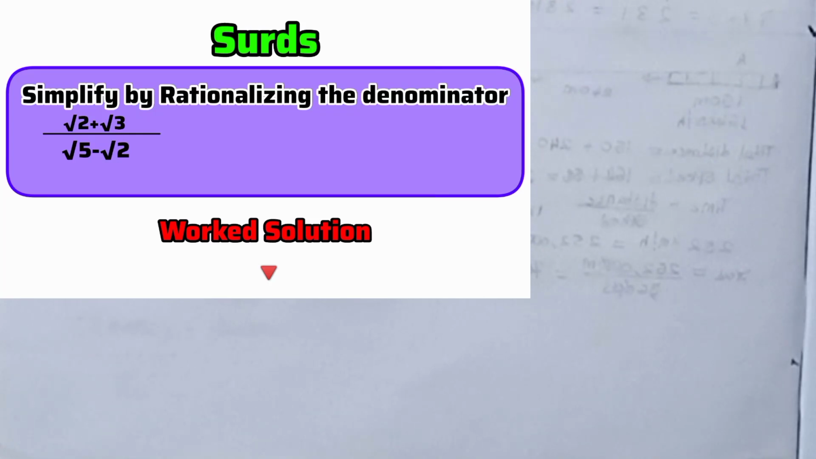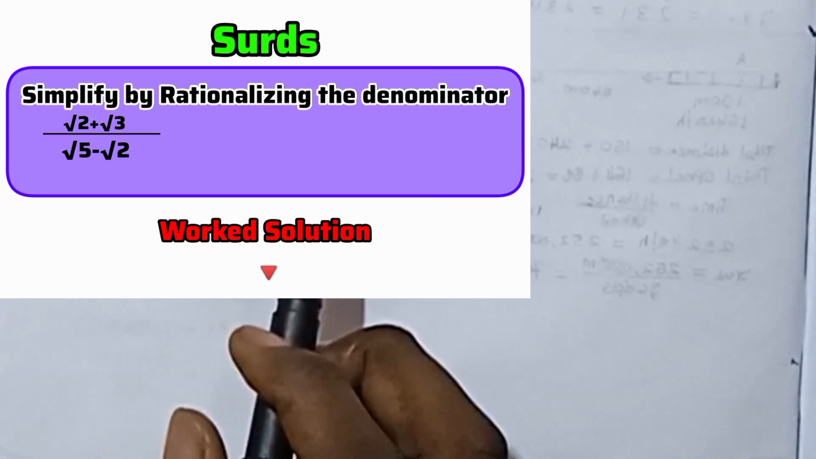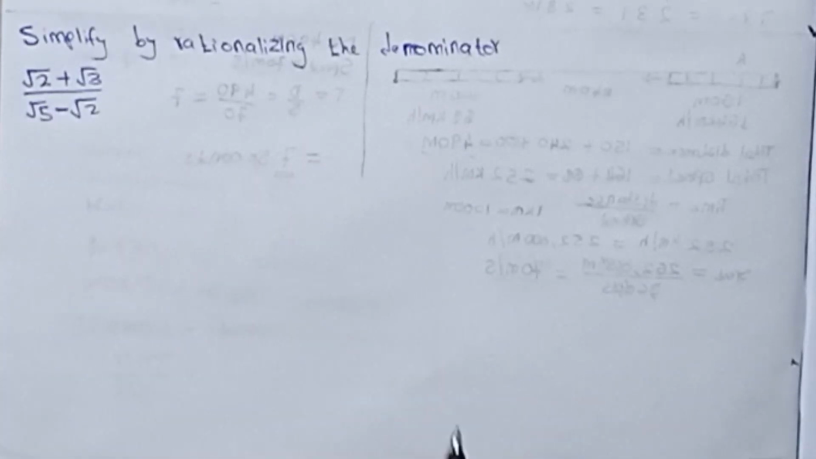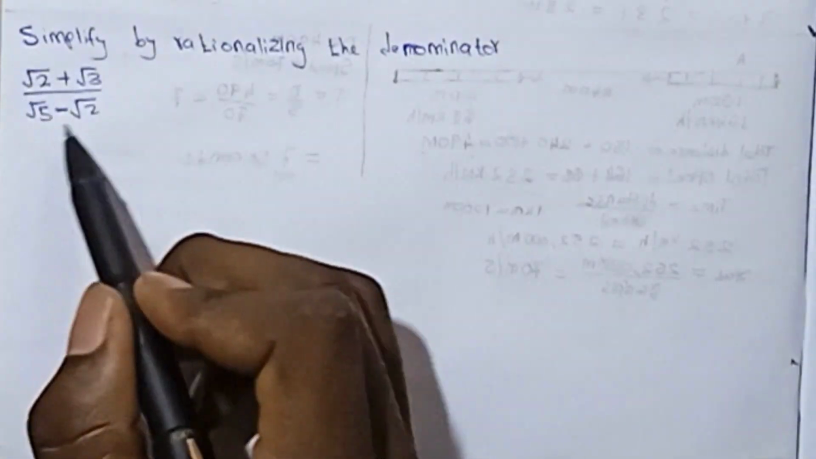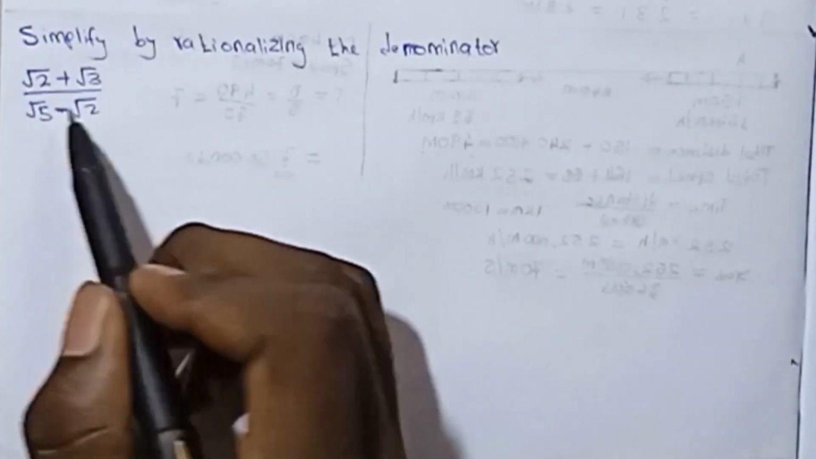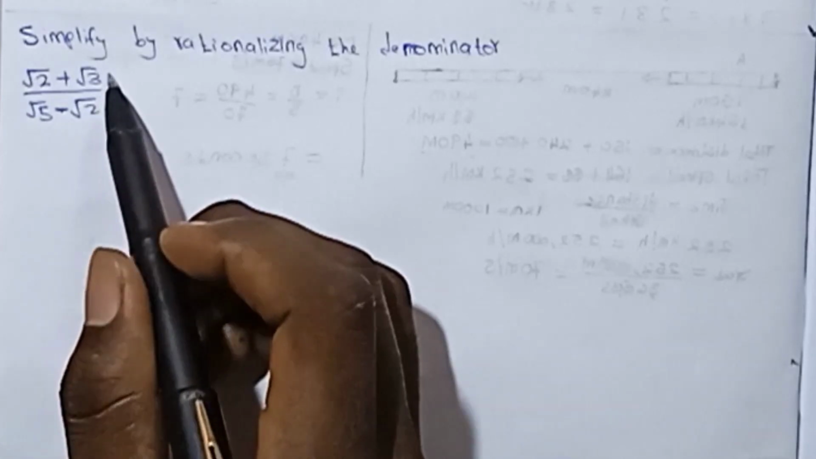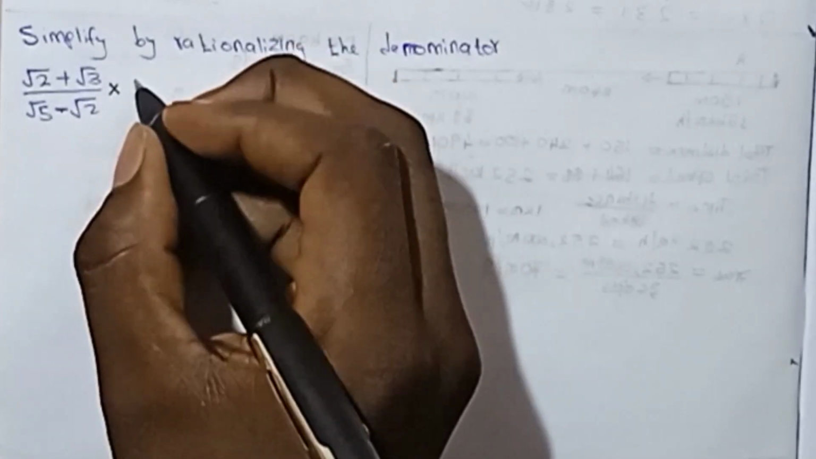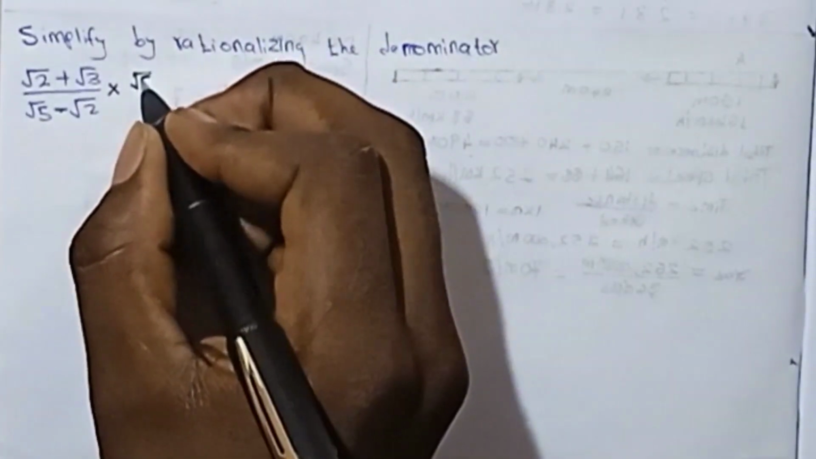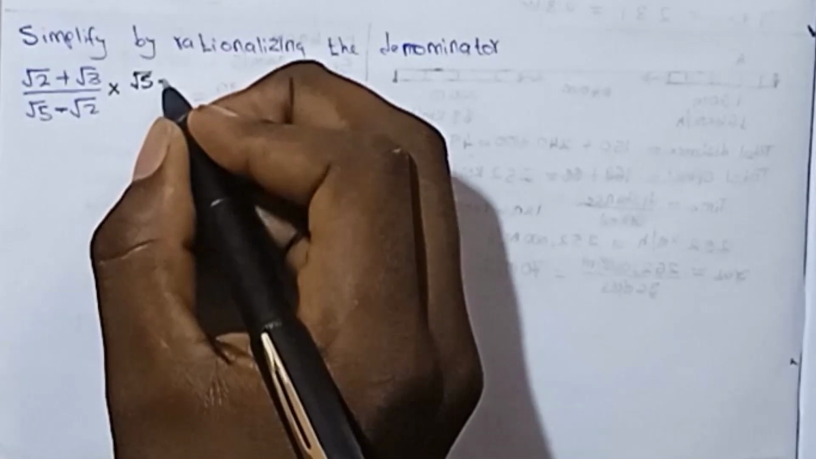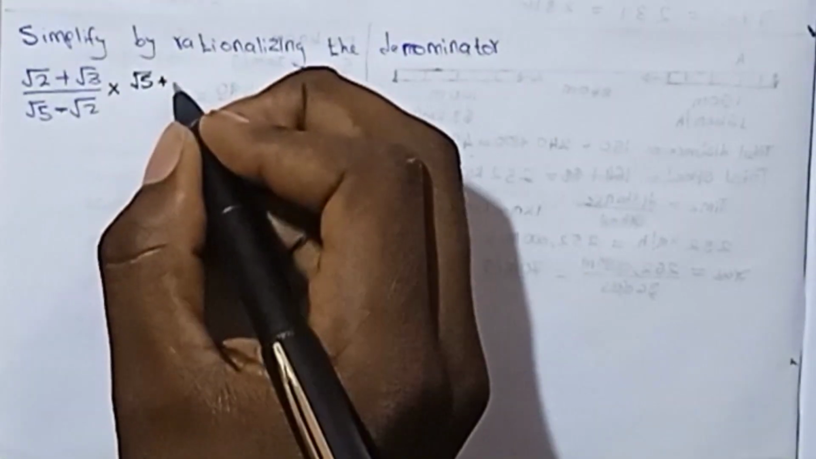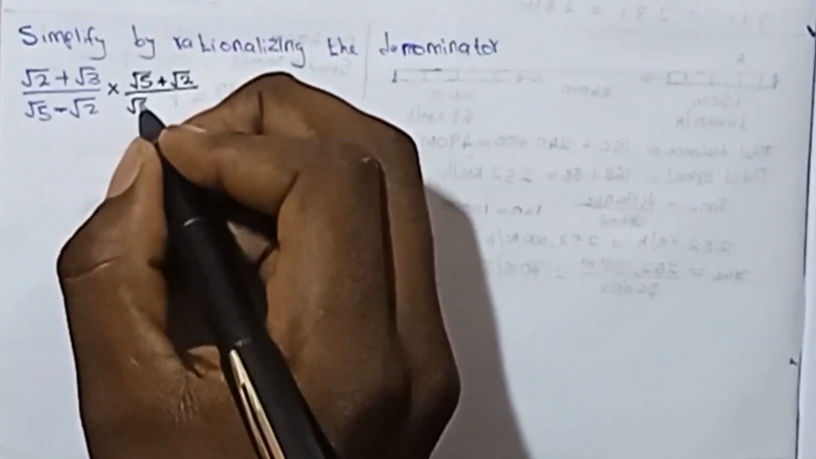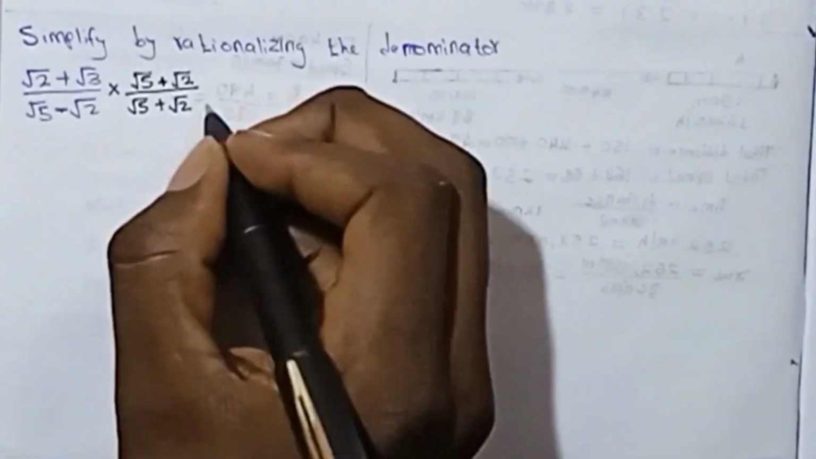So this question is asking, simplify by rationalizing the denominator. So this is the denominator we are going to rationalize. So we are going to multiply by this number, but between this sign, multiply both the numerator and the denominator. So here we multiply by root 5 minus, so this is minus, so we are going to put a plus there, root 2 all over root 5 plus root 2.